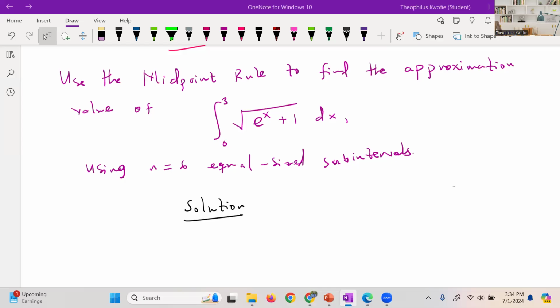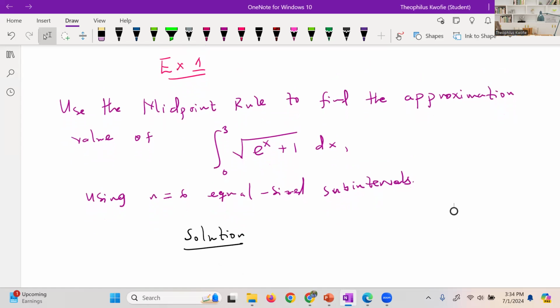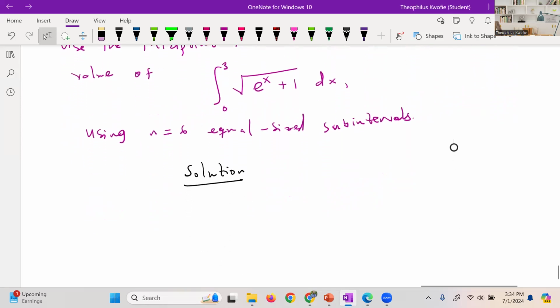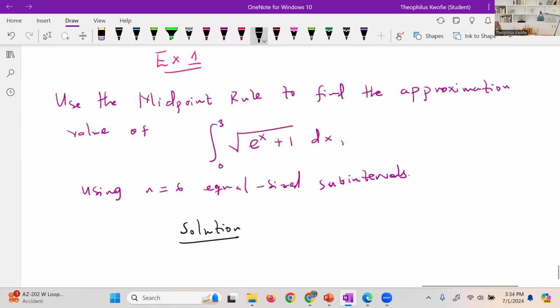So we have this particular problem to solve. We want to use the midpoint rule to find the approximate value of such an integral problem. And in this case, we are using n equals 6 equal-size intervals. All right. So what we need to do is to look at the width.